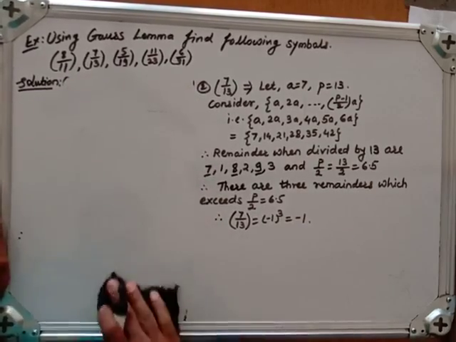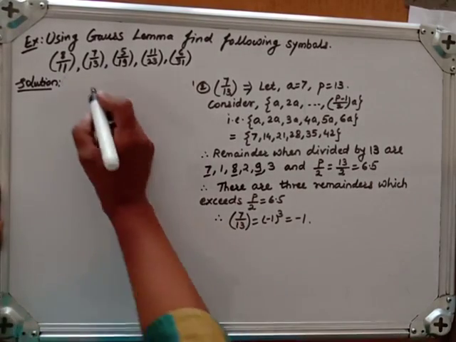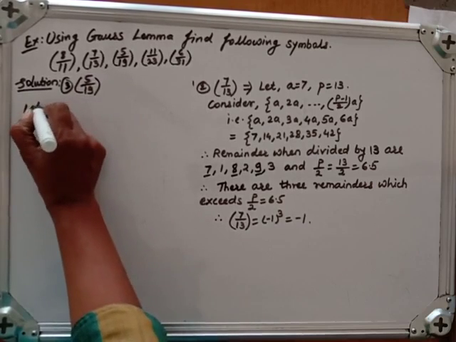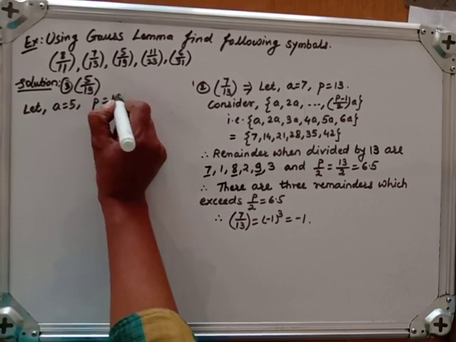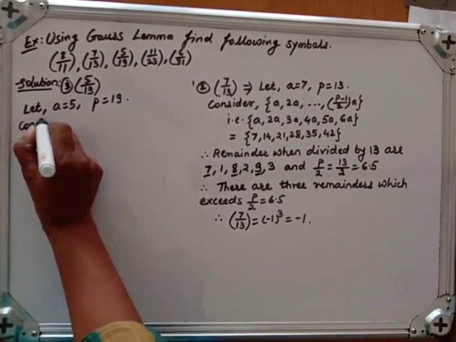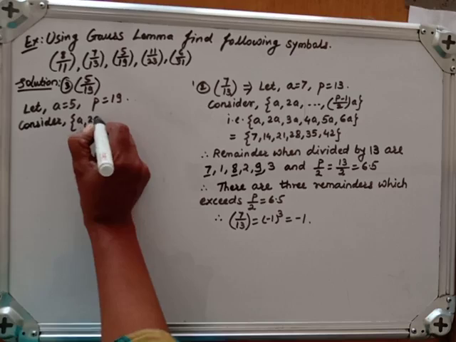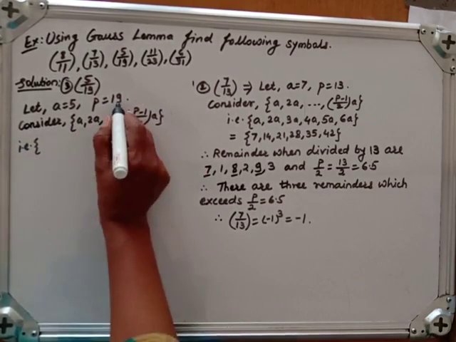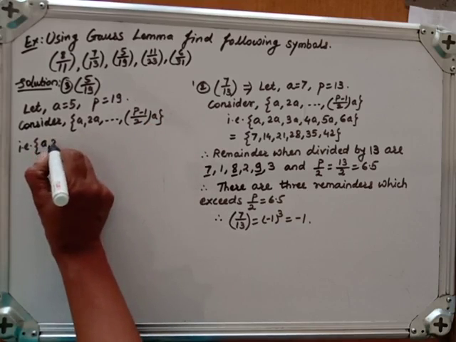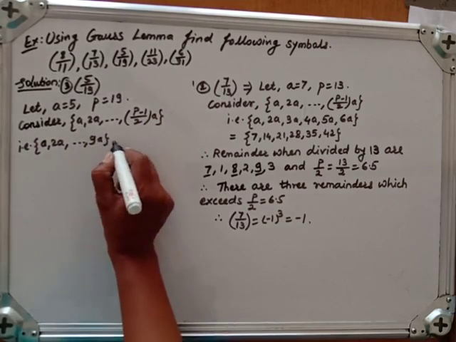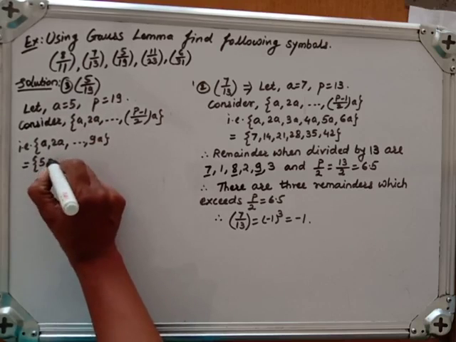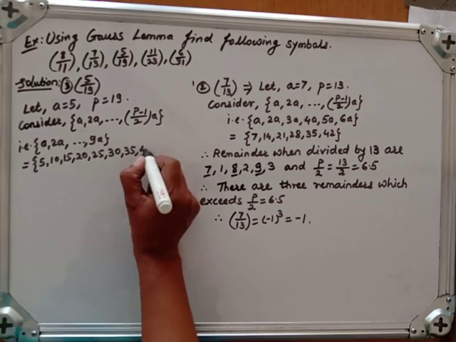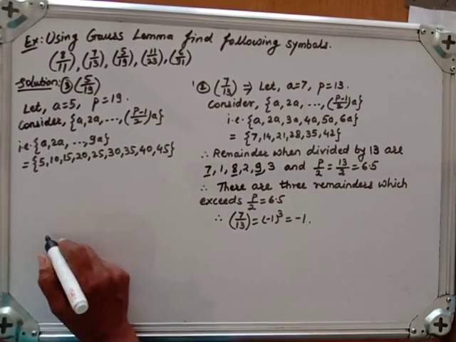Now let's find the third one, Legendre symbol of 5 over 19. Let a equal to 5 and p equal to 19. Consider this set a, 2a and so on up to (p minus 1)/2 times a. Here 19 minus 1 by 2, so 18 by 2 will be 9. So a, 2a and so on up to 9a, that is 5, 10, 15, 20, 25, 30, 35, 40 and 45. These are the numbers here.